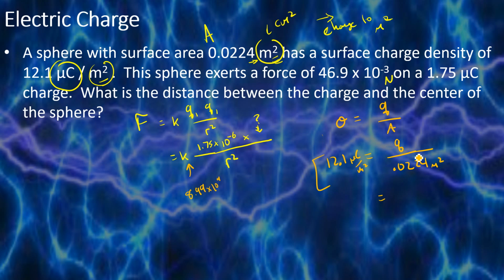So we're going to multiply both sides here by 0.0224. So we get 12.1 times 0.0224, and that gives me Q is 0.271, and that's in microcoulombs. So when I bring this up here, I'm going to do 0.271 times 10 to the negative 6 to change that to coulombs. So now we are ready to go ahead and type the whole thing in using our constant K.